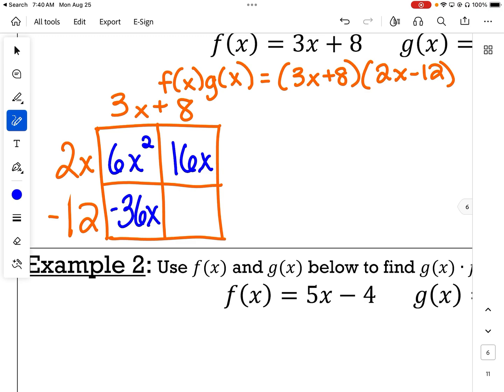And then negative 12 times 8. You can do it in your head. You can do it with a calculator. Go ahead and grab a calculator if you don't already have one. Negative 96.